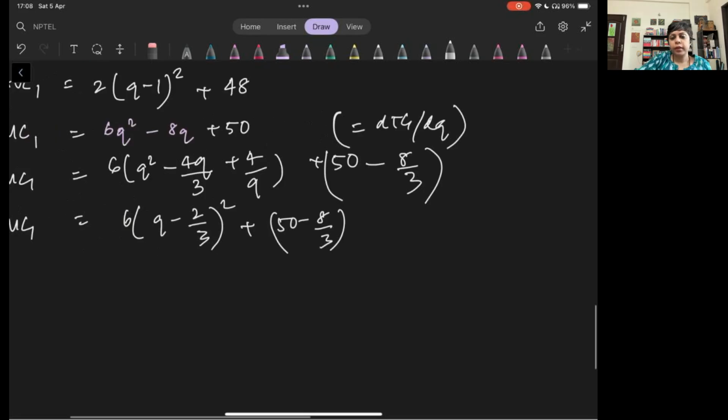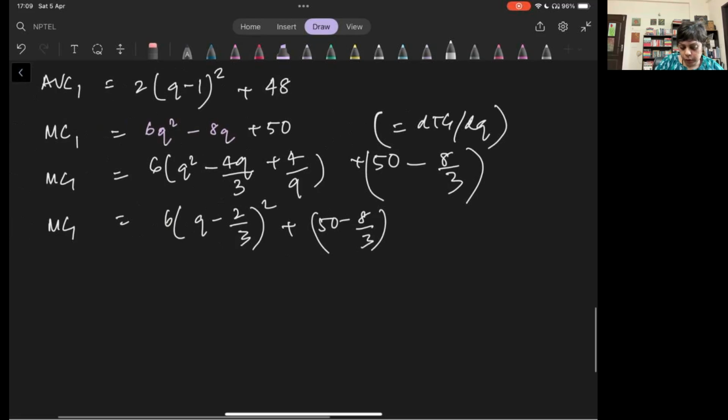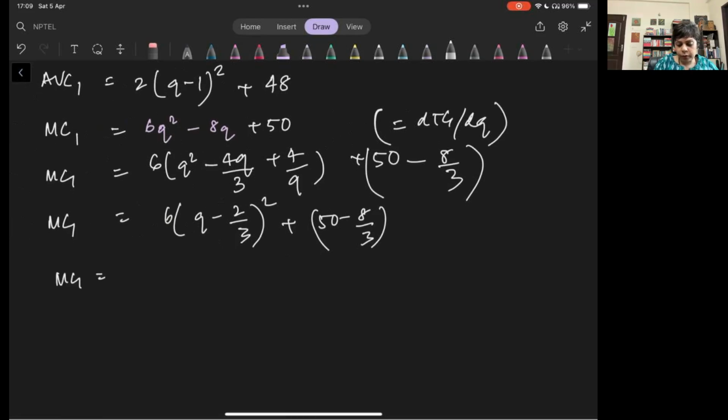So 50 minus 8 by 3 is what? This is a little bit cumbersome, the calculations, but hopefully that is not going to be the type of questions you get all the time. So this becomes 47.33. So this becomes MC1, or I can leave it like this. We'll see later that this will actually be useful.